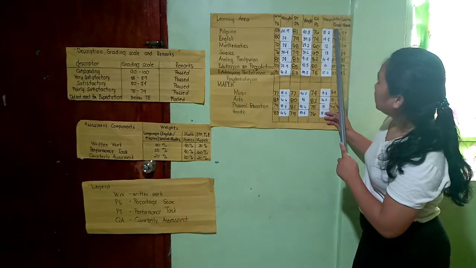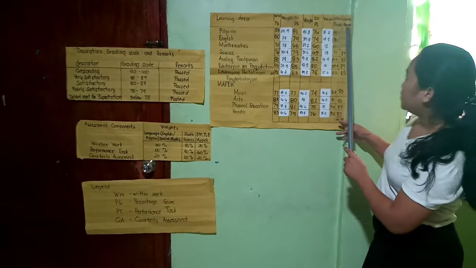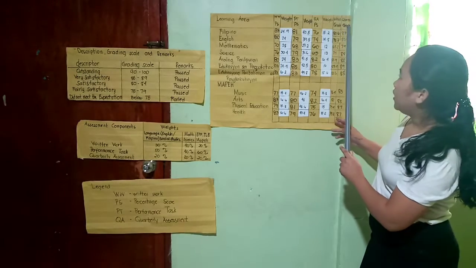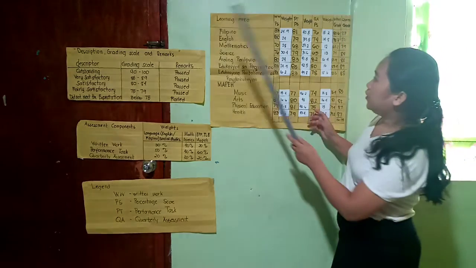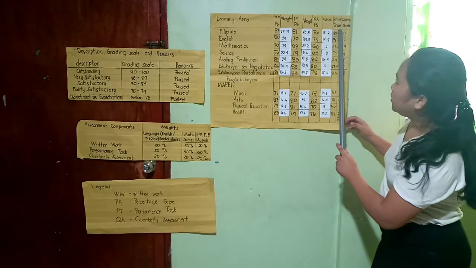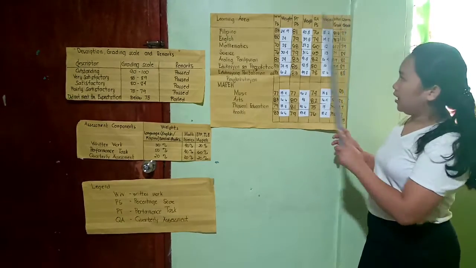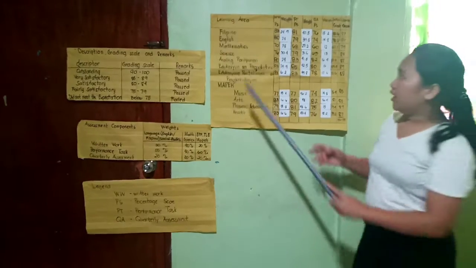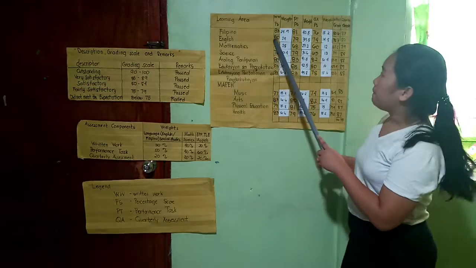And so we're going to transmute it. It becomes 87. In the learning area of Filipino, he got an 87 quarterly grade. So in English, the written work is 80.